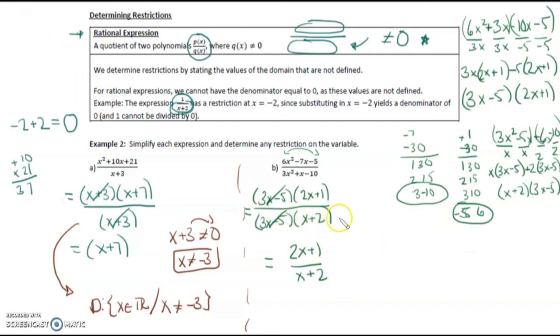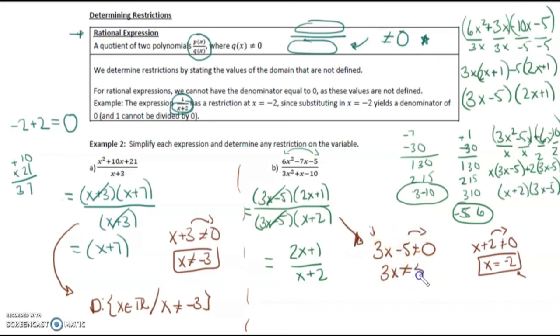Now, back to restrictions. If it was ever in the denominator, we have to write a restriction on it. So 3x minus 5 cannot equal 0, and also x plus 2 cannot equal 0. Okay, this one's easy because it's basically just like the opposite. So instead of 2, it's -2. But when the coefficient here is not 1, it's going to be a little bit more difficult. So let's do 3x cannot equal 5, and then divide out the 3. Okay, so x cannot equal 5 over 3.